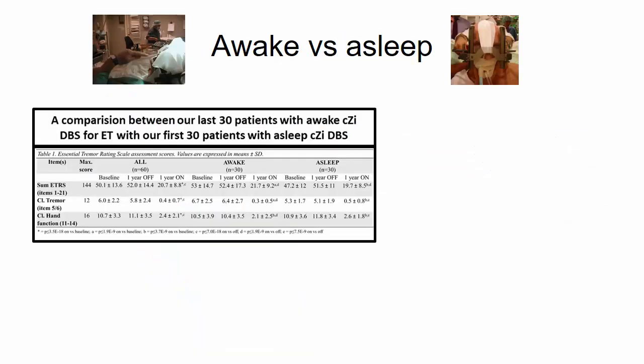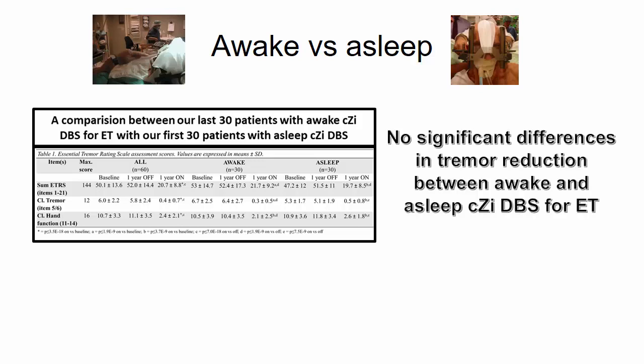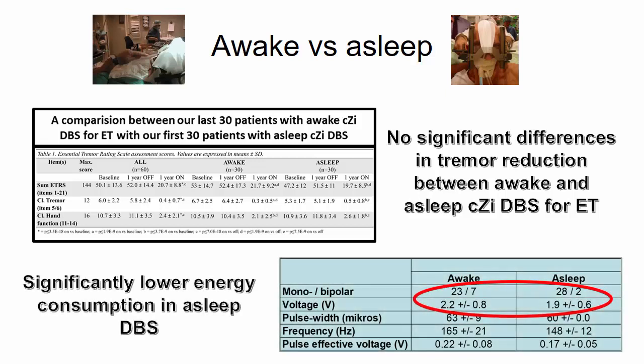In Umeå, we have done all PSA DBS procedures for essential tremor asleep since 2011, and we have here compared our last 30 asleep procedures with the first 30 awake. The groups were very similar, and we could not see any significant differences in tremor reduction between awake and asleep DBS. However, when we looked at the stimulation parameters and the energy consumption, this was significantly lower in the asleep DBS. It is possible that this is reflecting a better electrode location, but it is also possible that this is due to other causes.